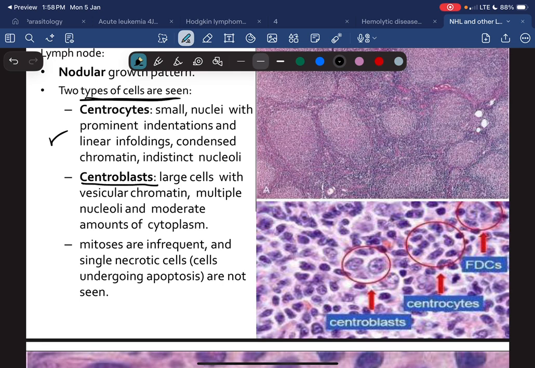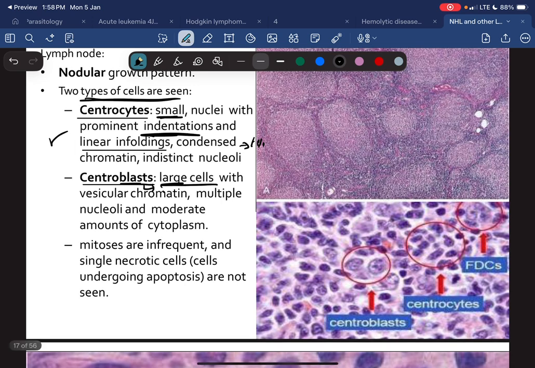Centrocytes are small cells, while the larger cells are centroblasts. Okay. Centrocyte nuclei show indentation and linear enfoldings, like a coffee bean appearance. بيكون في عندنا central cleaved nuclei, like a coffee bean appearance. Okay, centrocyte. Centroblast, larger cells with vesicular chromatin and multiple nucleoli.